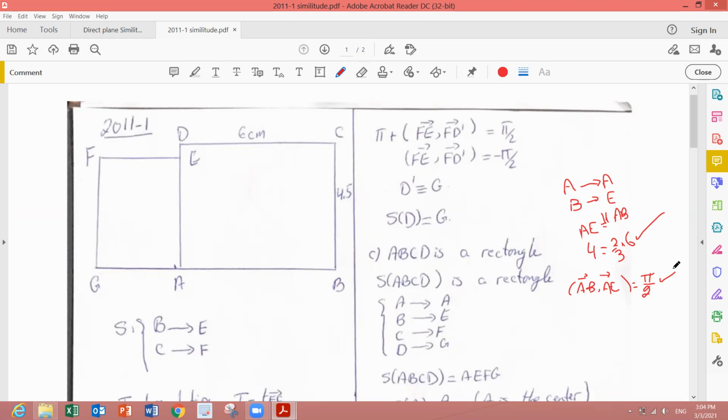Yes, boys? Or we can do it geometrically. What is geometrically?